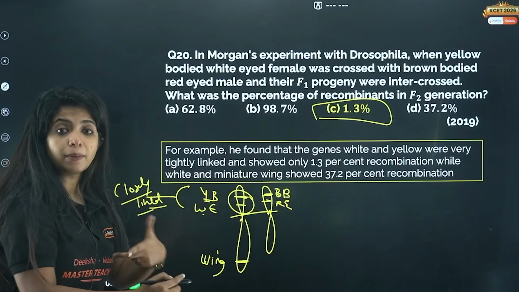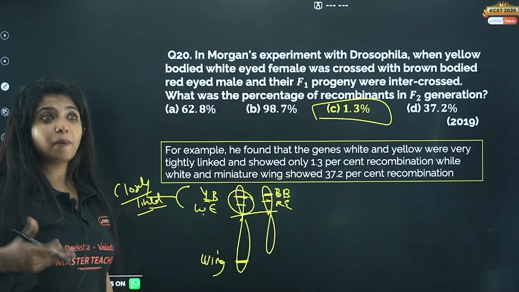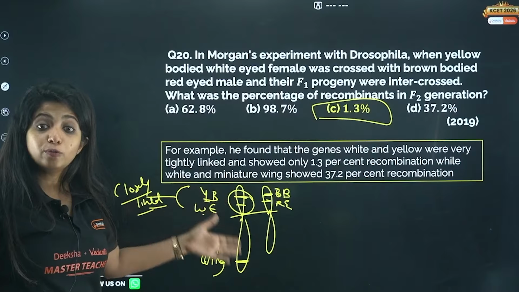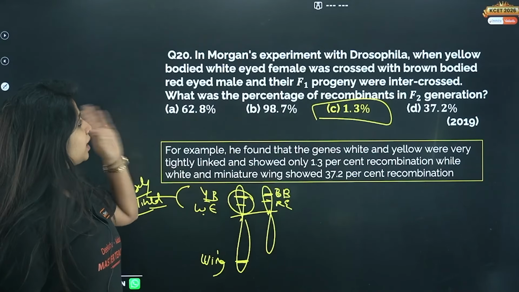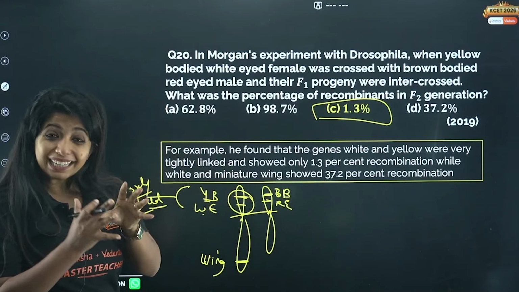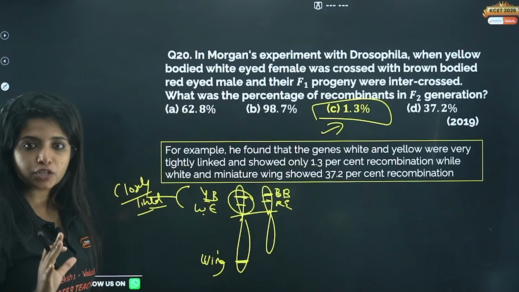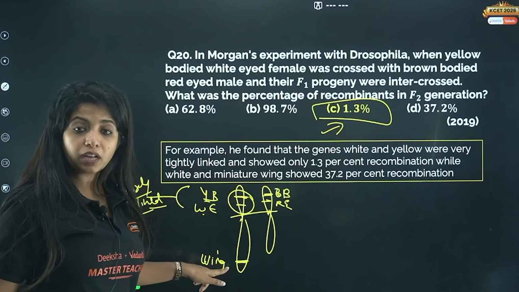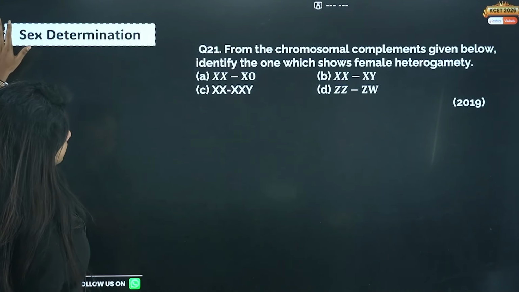So if there is a swap, there are new non-parental characters that you will be able to see because they are far away from each other. They are loosely linked. Over here, always remember, these two features, yellow-bodied and white eye, are tightly linked, which is why less recombination is there. That is 1.3% recombination. Maximum is 50. Here 37.2 is shown when wing and eye color is given. You understand it is more.